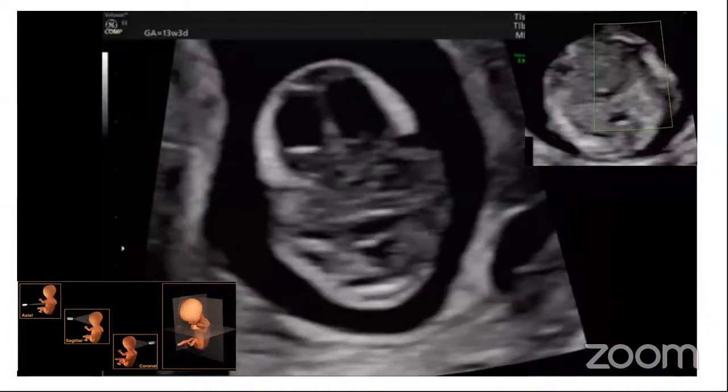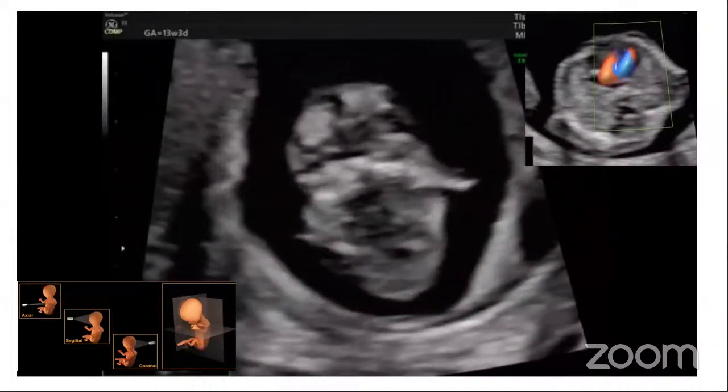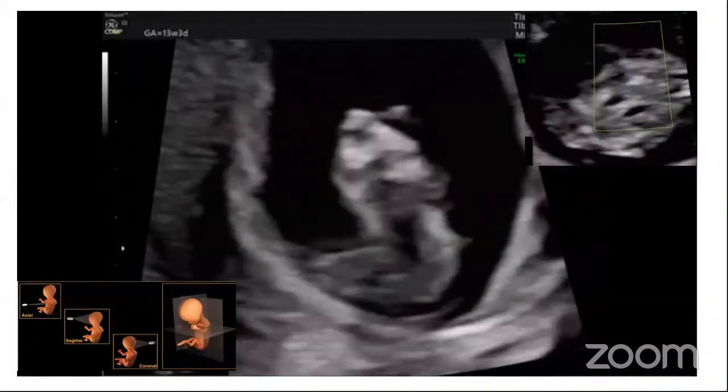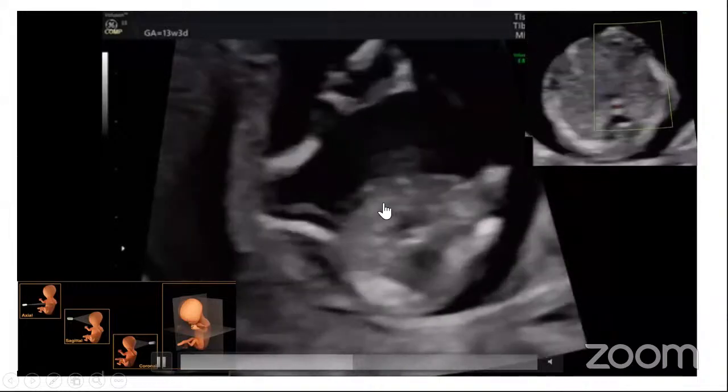Now, to see the fetal spine, okay, so this is a live demonstration of a scan, and here we can see how we are scrolling from head to toe. We have seen the head, brain, the intact cranium, the falx.